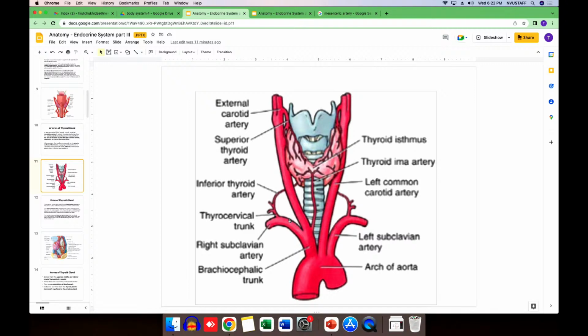And the right subclavian artery, which is a branch of the brachiocephalic trunk, gives us the thyrocervical trunk, and this thyrocervical trunk gives us the inferior thyroid artery, which supplies the lower poles, the inferior poles. And from the external carotid artery, we may have a branch, the thyroid ima artery, and this thyroid ima artery supplies our isthmus here.